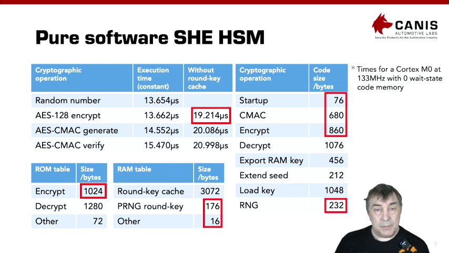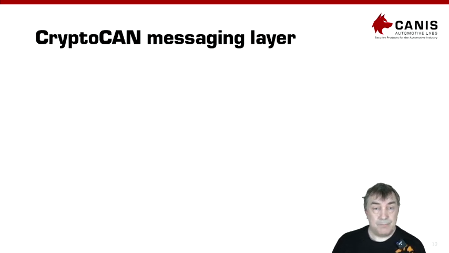And in code space terms, it's about 3K, 2K for decode, and then another K for a table, and it's about 200 bytes of RAM. So it's a very small implementation that runs pretty fast, that can be used instead of a hardware security module if the microcontroller doesn't have it.